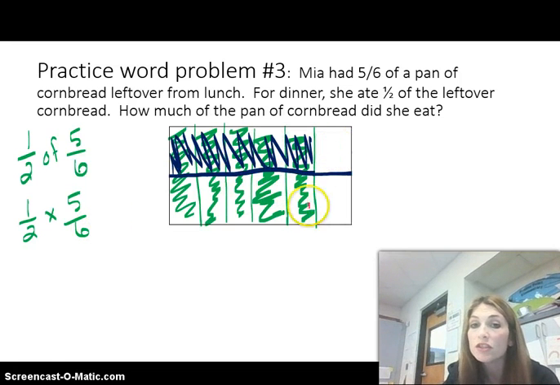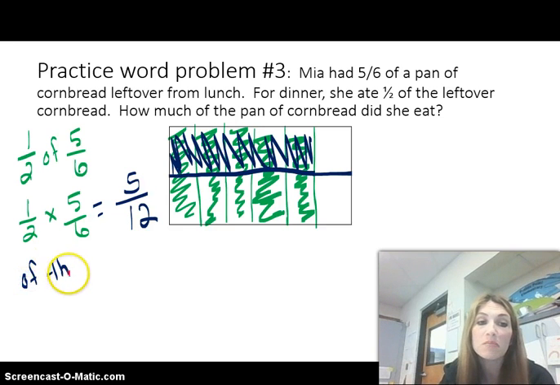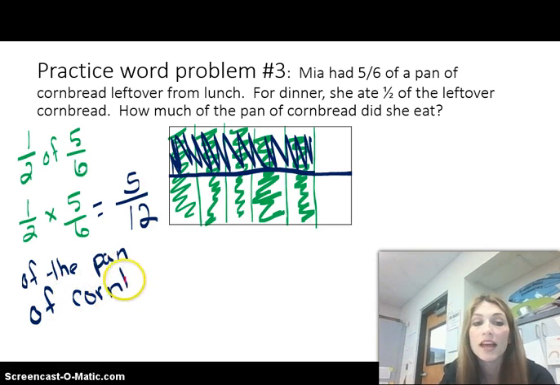So we have 1, 2, 3, 4, 5, 6, 7, 8, 9, 10, 11, 12 parts that we've divided this into. And we have 1, 2, 3, 4, 5 that have been colored in with both colors. So that shows us 5/12. If we did this using standard algorithm, 5/12 would be our correct answer. So how much of the pan of cornbread did she eat? She ate 5/12 of the pan of cornbread. And we want to write that out in word form since it is a word problem.